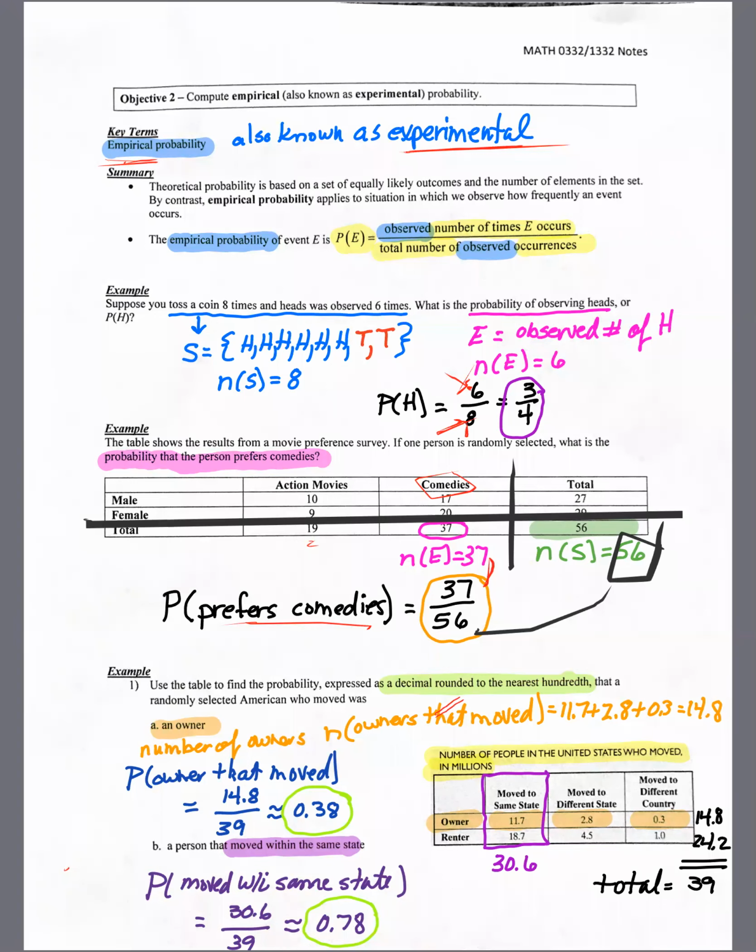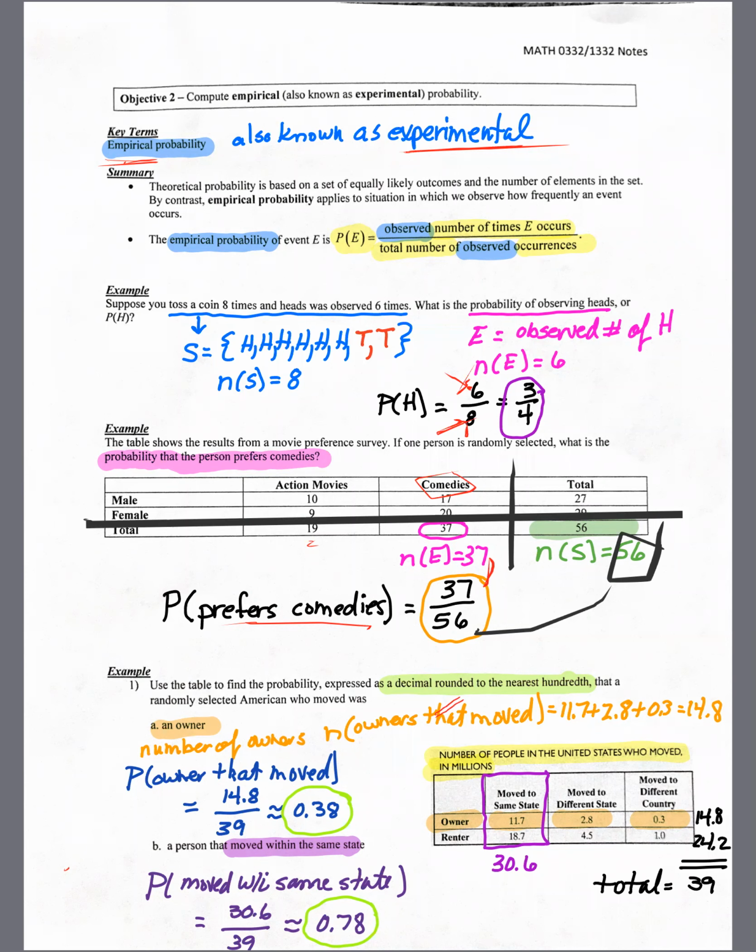It told me in the instructions to round to the nearest hundredth. So that's the division that I did. I got that answer that's circled there in green. The second one said, using that same total, what's the probability that a person that did move, they moved within their same state?